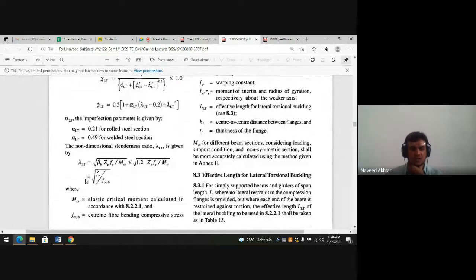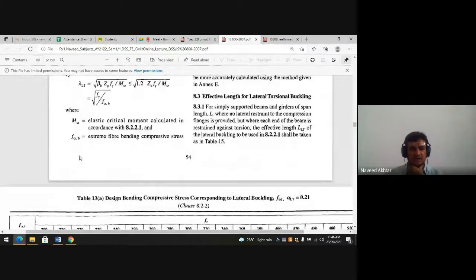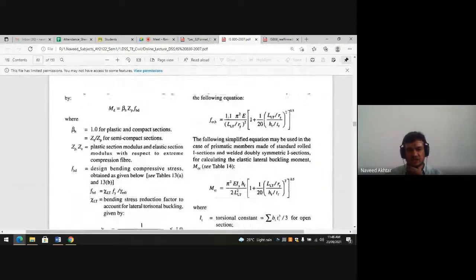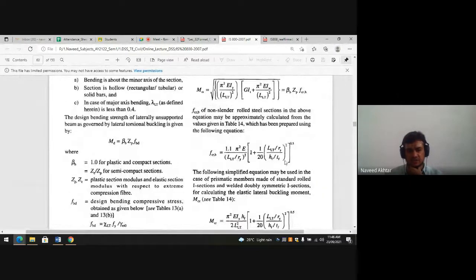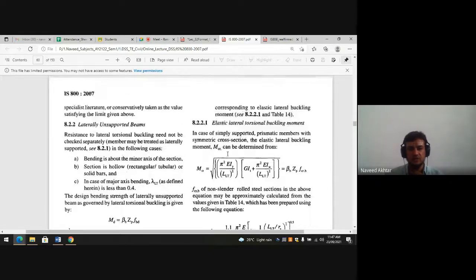So here we can find the FCRB value by using this equation. This equation for FCRB is 1.1 pi square E upon (LLT upon RY) whole square, times the square root of 1 plus 1/20 (LLT by RY upon HF by TF) whole square. Here pi square E is for steel. LLT you can find from the table.